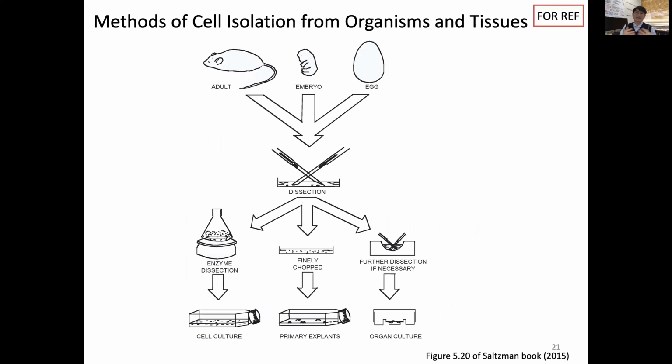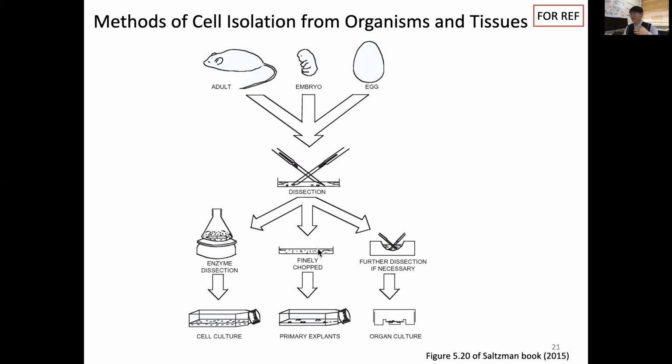So how do we isolate cells from organisms and tissues? There are a number of ways, and I just want to explain with this picture. Our tissue may come from an adult animal or embryo or even egg. We put them into our petri dish and use a blade to dissect them out. But still, our way of dissection might be too coarse, so we could use enzyme to digest. So using enzyme to dissect them, we can then have a cell culture.